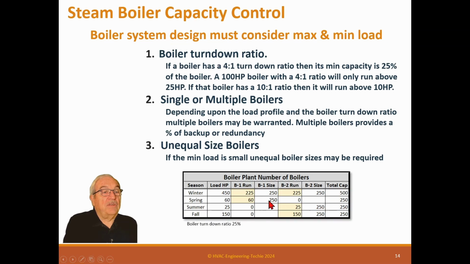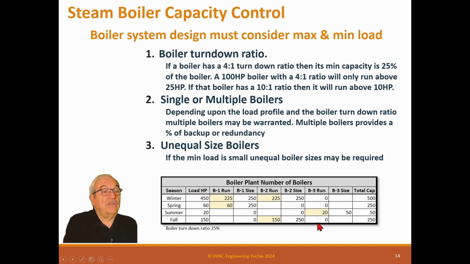60, 250, if it has a turn down ratio of that, you're in good shape. If not, you got a problem. Summer is 25 horsepower, which this would have to be a 10 to 1. If this is a 4 to 1, then this is not going to work. So you'd have to do something differently.